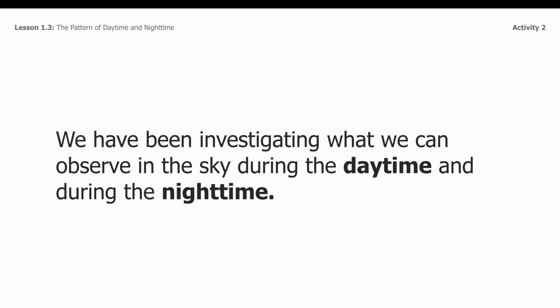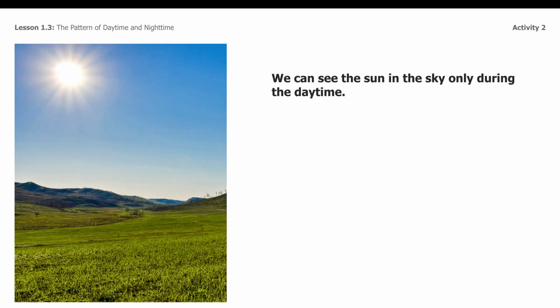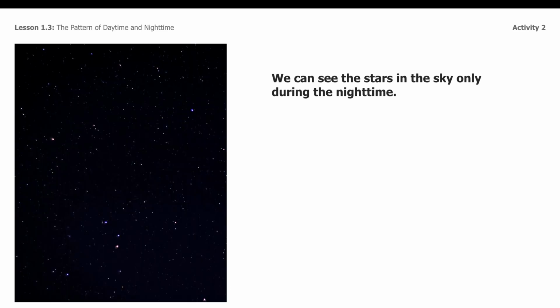Okay, today we are going to be talking about patterns. So, we've been investigating what we can observe in the sky during the daytime and during the nighttime. So, we can see the sun in the sky only during the daytime. Remember, we did that sorting activity. Hopefully, you did that already. And the sun, of course, we only see it during the daytime, right? And we only see the stars in the sky at night, in the nighttime. Can't see them during the day for some reason.